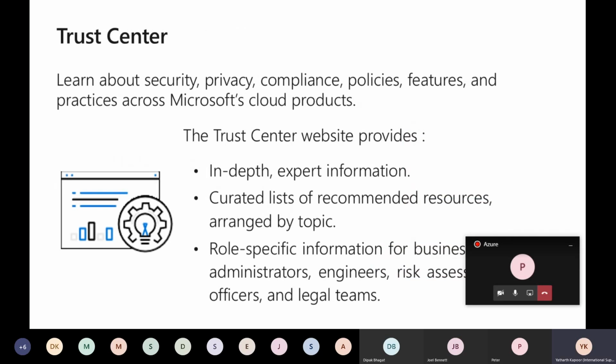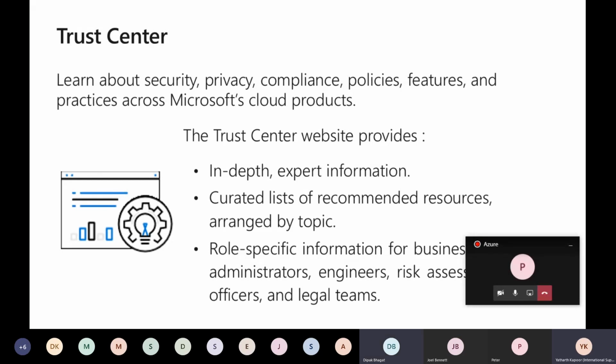Then we have something called the Trust Center. In the Trust Center, you can see a lot of information about security, compliance, features, practices, and all that stuff. I'll share some links with you, so if your customer wants to access them, you can just share them.